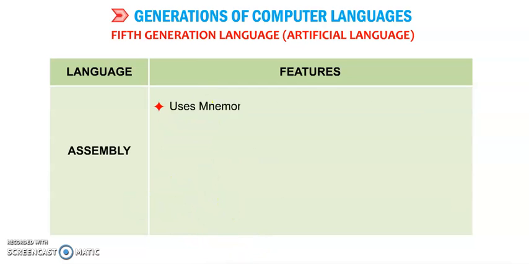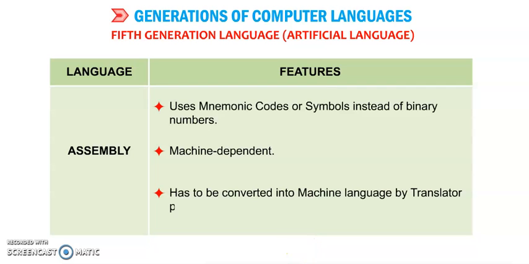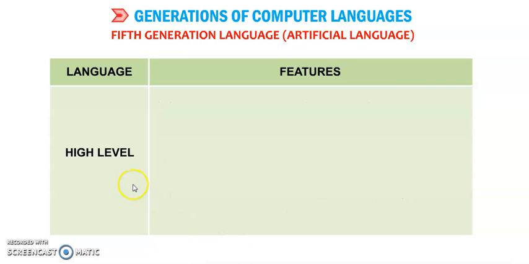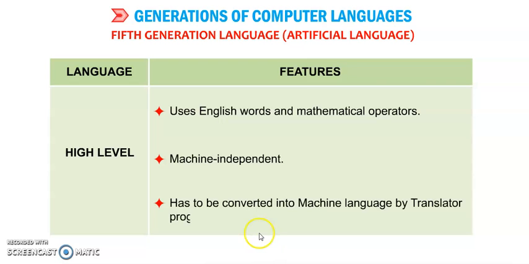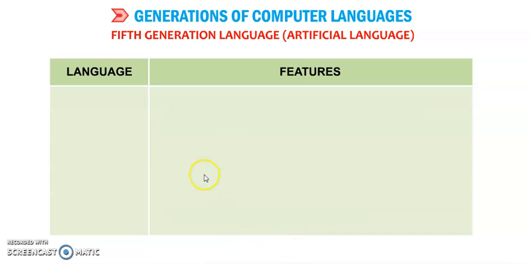Next, assembly language. It uses mnemonic codes or symbols instead of binary numbers. It is machine dependent and has to be converted into machine language by a translator program like an assembler. Next, high level language. It uses English words and mathematical operators. It is machine independent and has to be converted into machine language by translator programs like interpreters and compilers. Both can translate the high level language.